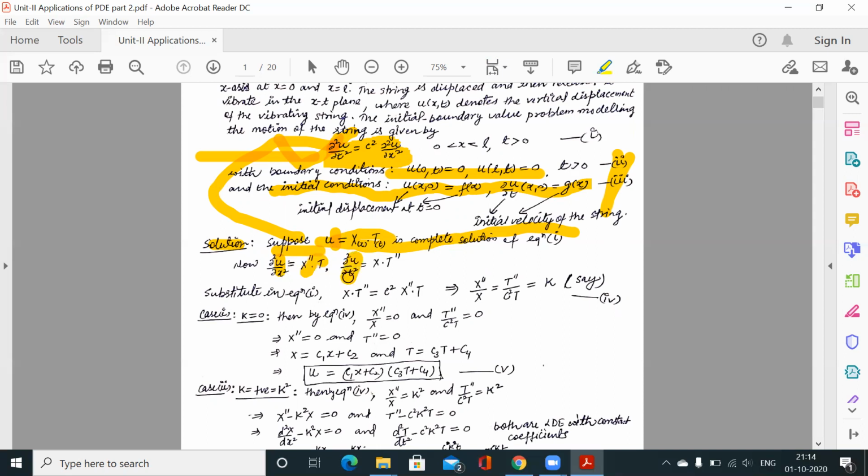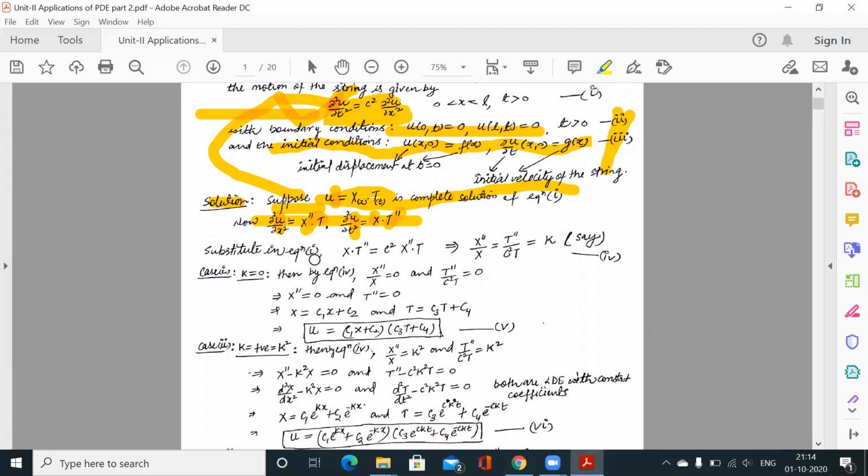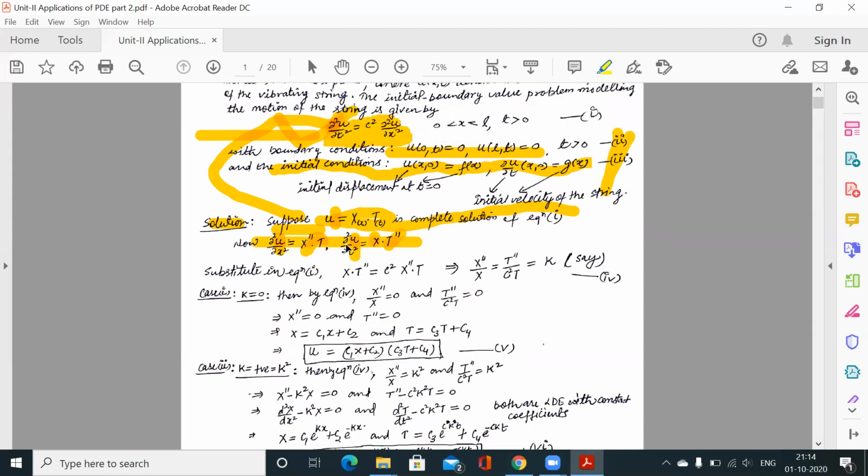Similarly, del 2u over del t square is the double differentiation of u with respect to t. Now X is constant with respect to t, so X is as it is, and double differentiation with respect to t, that means T double dash. Now we will substitute these values in the given differential equation. What we will get? This is del 2u del t square, that means X T double dash is equal to c square.